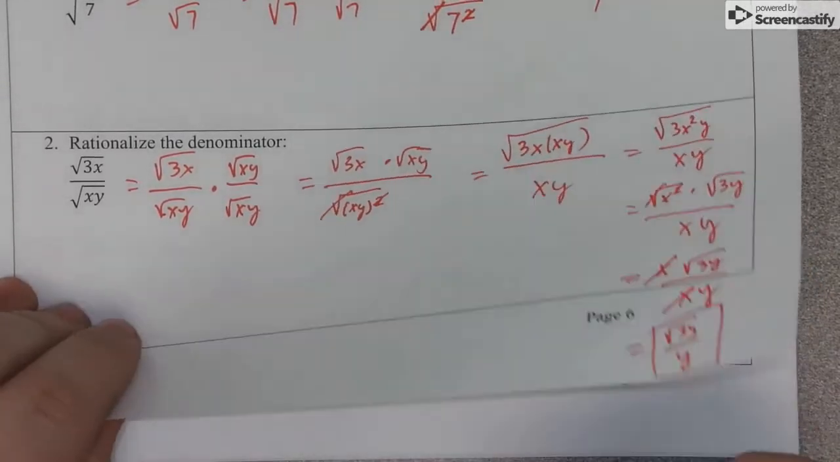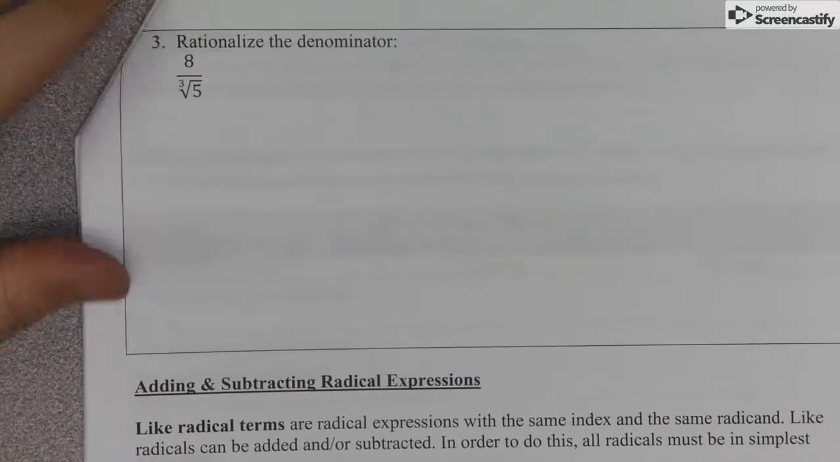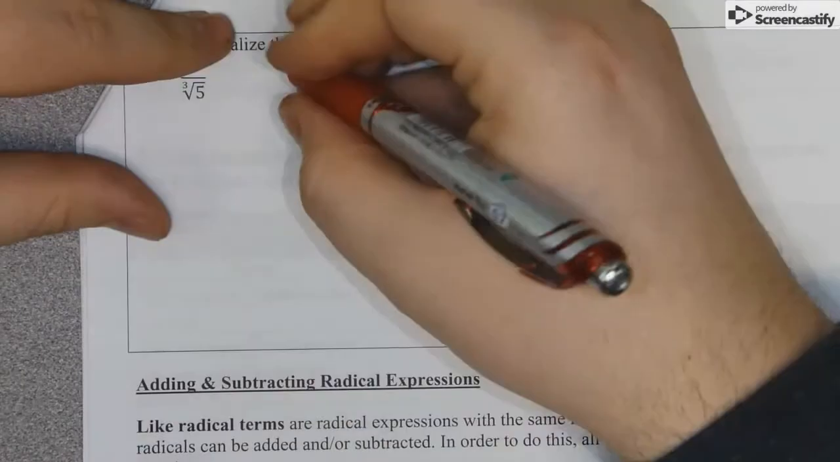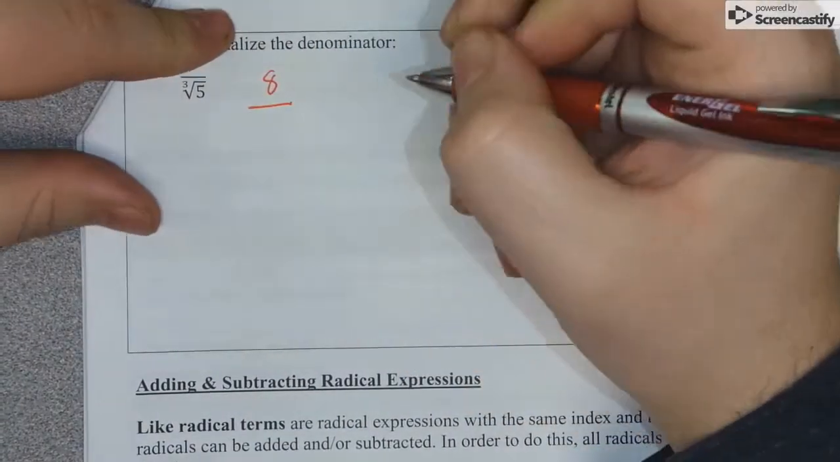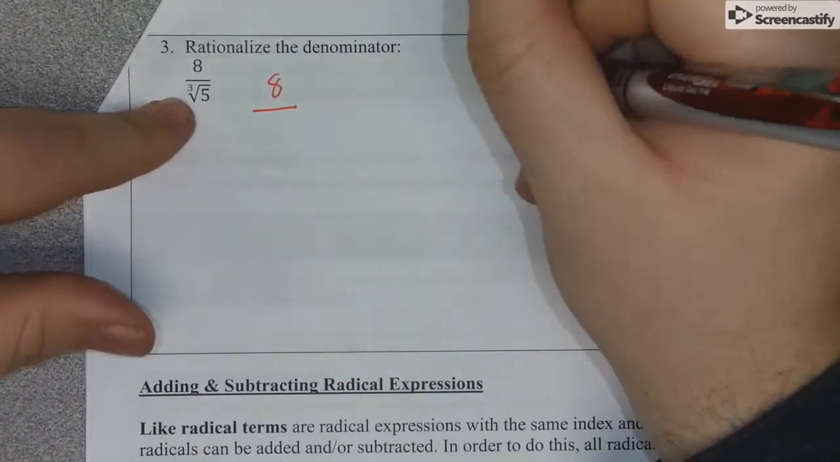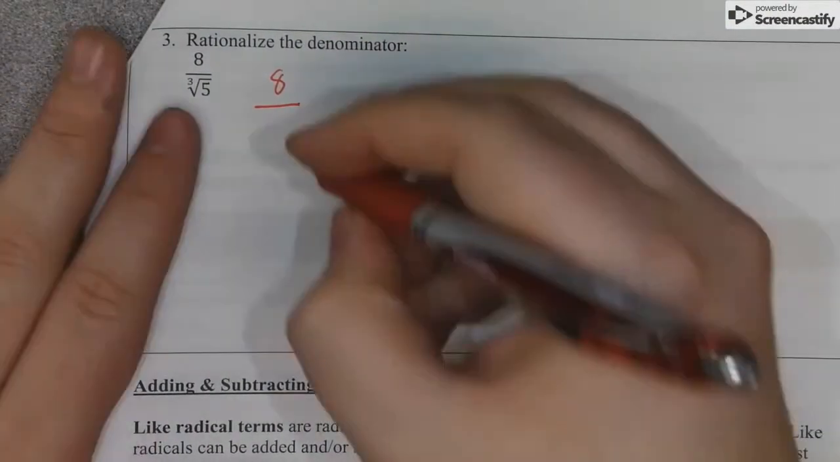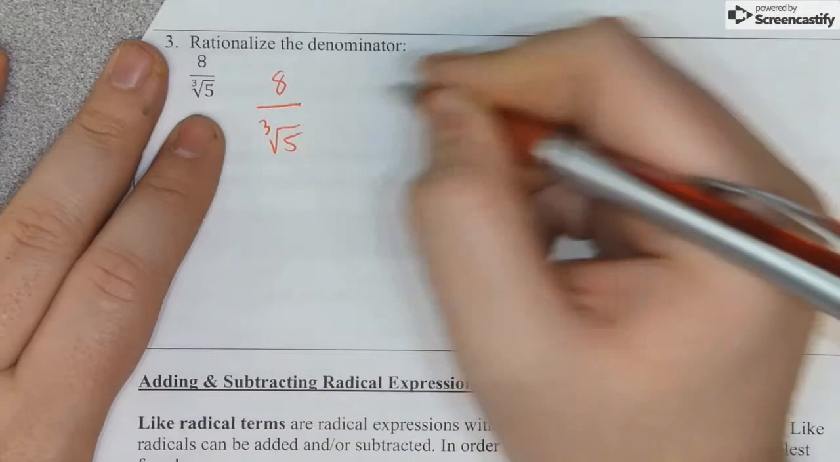Just another way of looking at the problem. Number 3, rationalize the denominator. 8 over the cube root of 5. So 8 has nothing special going on, but the cube root of 5, there's no way I can take the cube root of 5. 5 is not a cube number. So this is going to be 8 over the cube root of 5.